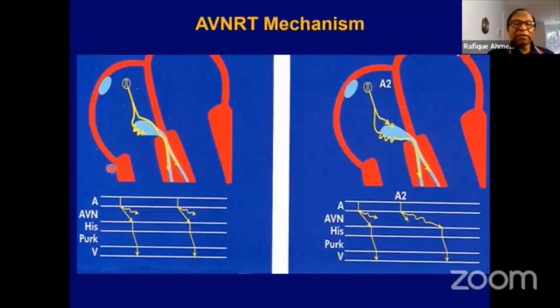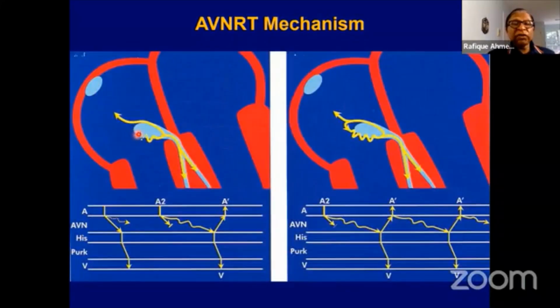So in AV node reentry, what happens is that there is a slow pathway in the AV node and a fast pathway. Electricity can go down the slow pathway, and then it blocks in the fast, but nothing happens. But if the electricity goes down the slow pathway and comes back to the fast pathway, and the pathway is now open, it can go round and round. So it will come back through the fast pathway and go round the slow pathway. Because the AV node is in the middle, P and QRS complex are happening at the same time. That's why you will not see the P wave. Or even if you see it, you will see it either immediately before or immediately after the QRS complex. That's the typical example of AV node reentry.